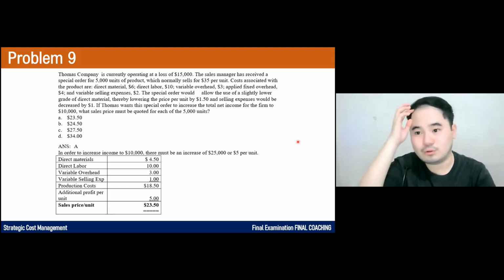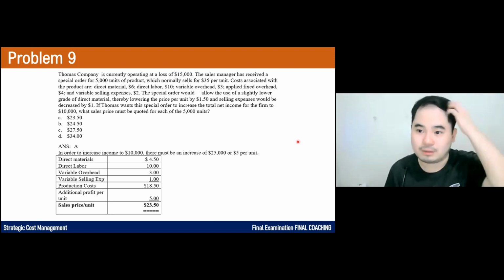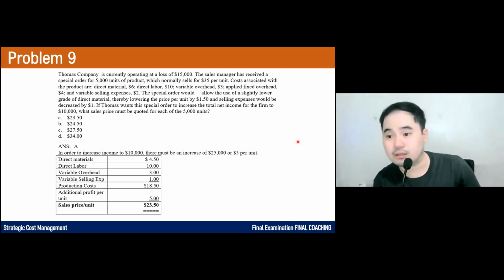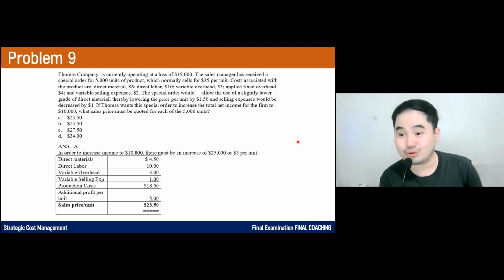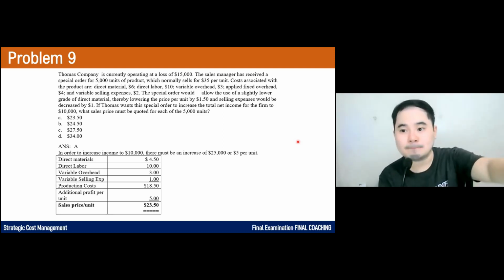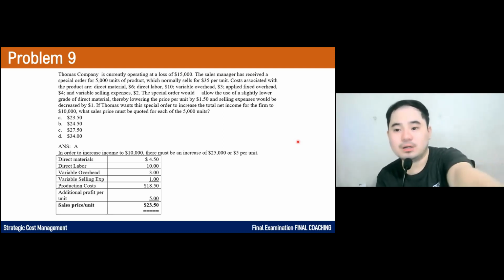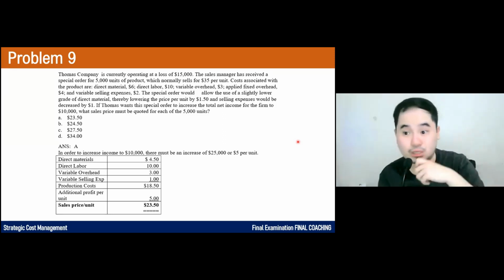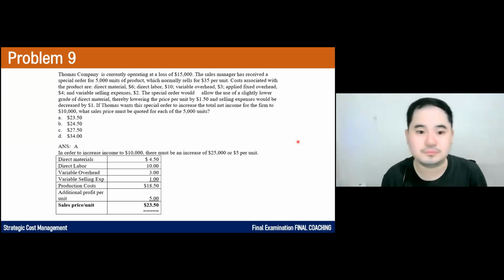So, wag kayong basta-basta sasagot sa problem, lalo na kung ang tanong ay hindi naman numeric, tas ang tanong lang sa inyo ay should the company accept the special order? Yes or no lang, no? Minsan may ganung problem eh. May numbers yung mismong problem, may amount, pero ang tanong lang sa inyo ay yes because tsaka no because. Pero walang numbers yung sagot. So, ingat kayo sa mga ganun tanong.